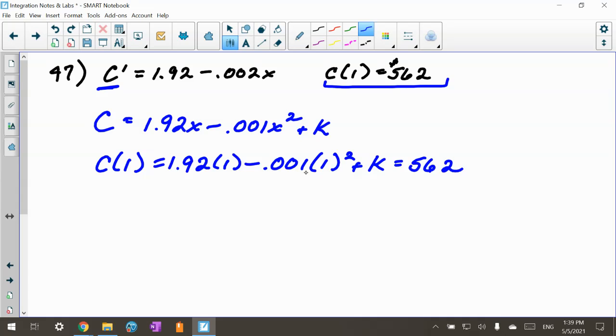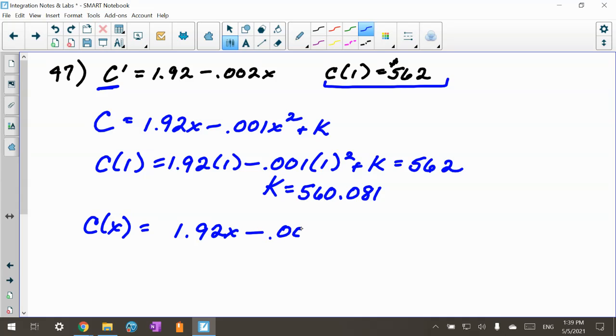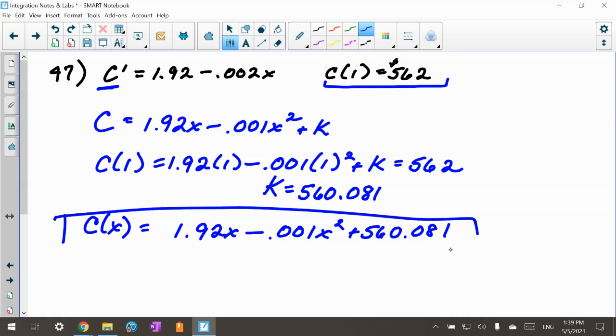When I multiply this out, I get k to be $560.08. Okay, that's what we get for k. Well, you know what? I should probably do all the decimals. It's 0.081, so we're going to leave it like that. So my original function, C of x, is going to be 1.92x minus 0.001x squared plus 560.081. So there's my original cost function.